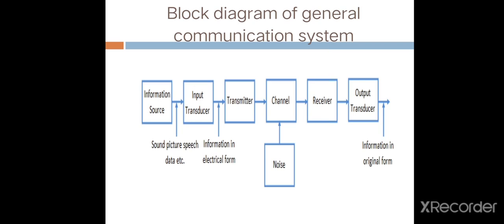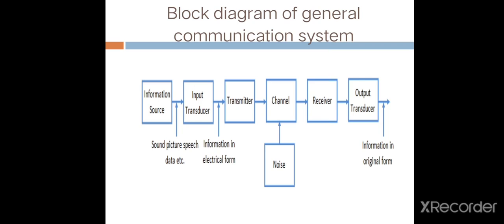Then the next part is the channel. This channel is used as the communication channel. That means it is used for communicating data between transmitter and receiver. Then the communication channel also contains noise. There are two types of noise: external noise and internal noise.